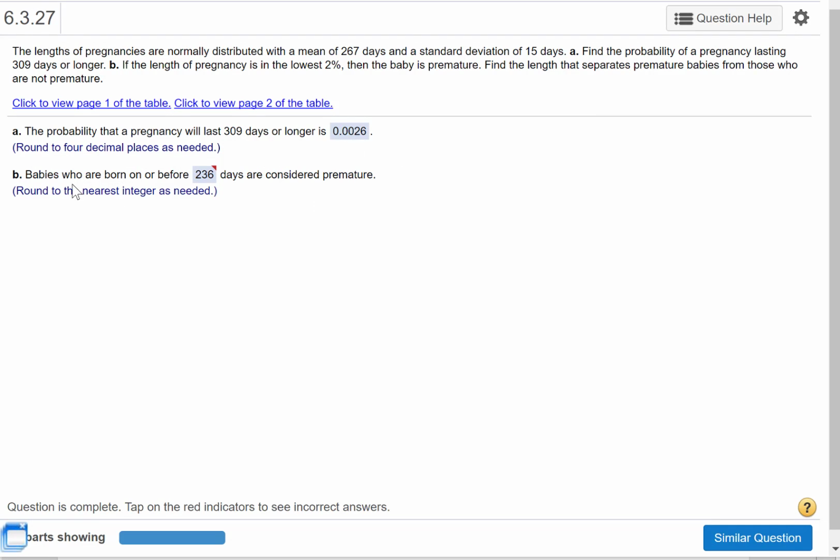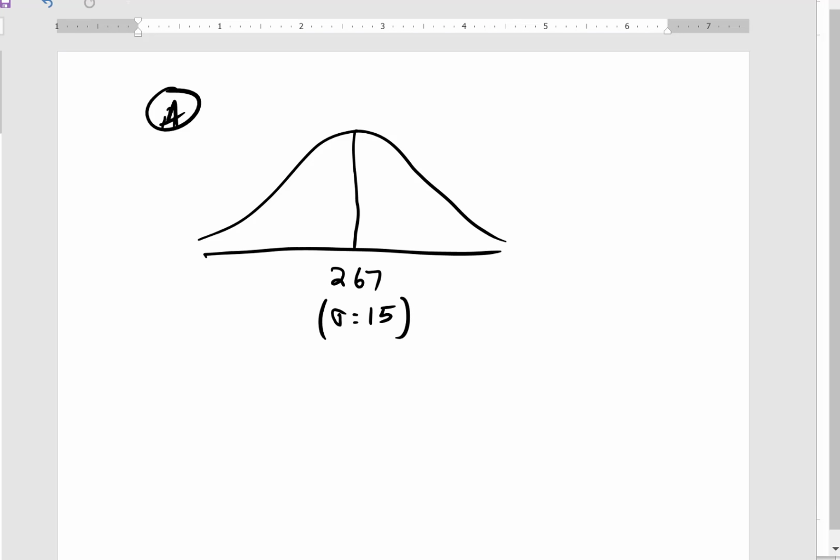Now part B. The length of pregnancy is in the lowest 2%. So let's go ahead and redraw this. Okay, so I've got 267 and a standard deviation of 15. Lowest 2%, we're going to be somewhere way to the left of 267. We'll do this one in this sort of purpley pink color. We know this here is 0.02, that's the area, and I'm trying to find this value here.